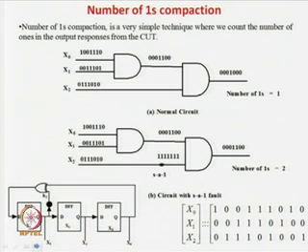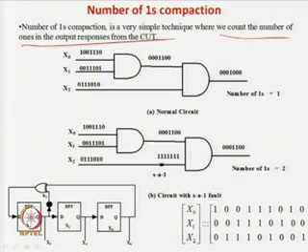We will first see the number of ones compression. What is the idea? The idea is very simple: it counts the number of ones in the output. As the name suggests, it is a technique where we count the number of ones in the outputs of the circuit. Let us see how it is a compression.